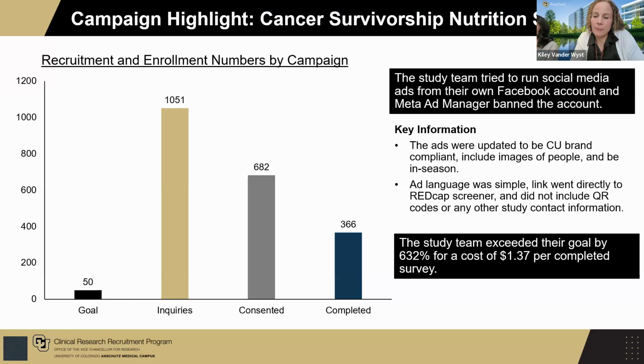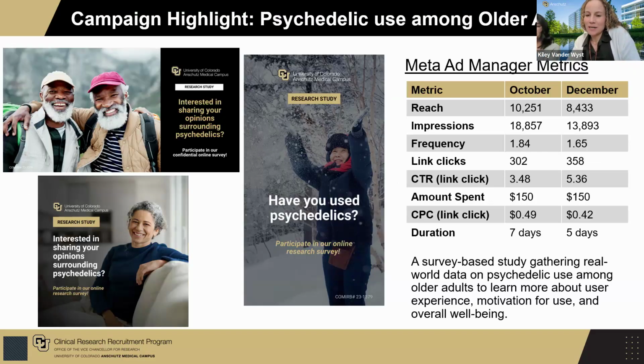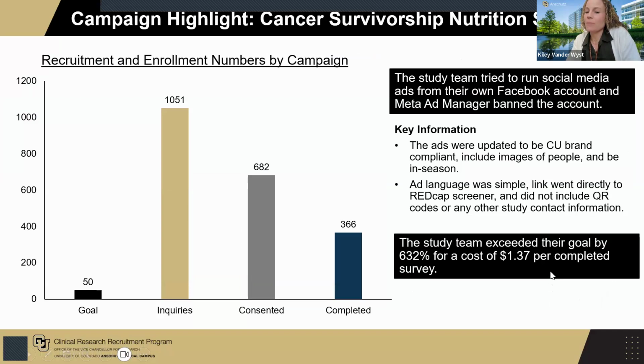And the study team actually exceeded their goal by 632% for a cost of $1.37 per completed survey when we ran their ad. So not only did they look great, they performed really well, and we truly exceeded everyone's expectations on this. So before we jump to Jacob, I want to go back: the cost per click was 42 cents for that December ad, where the cost per completed survey was $1.37.